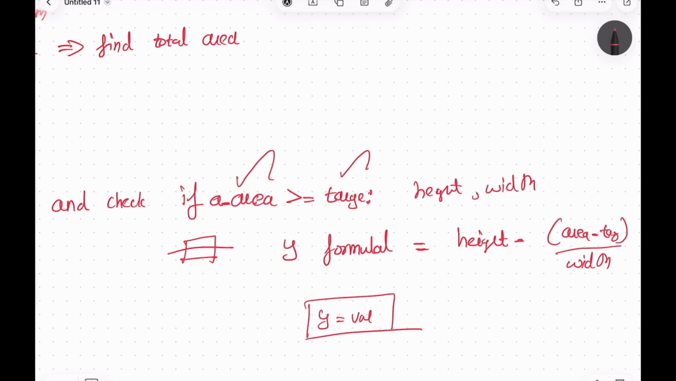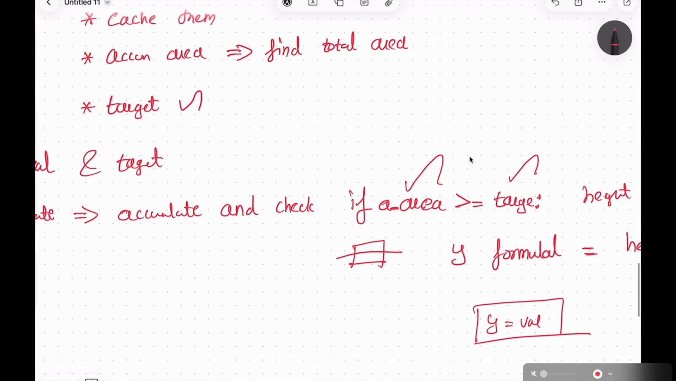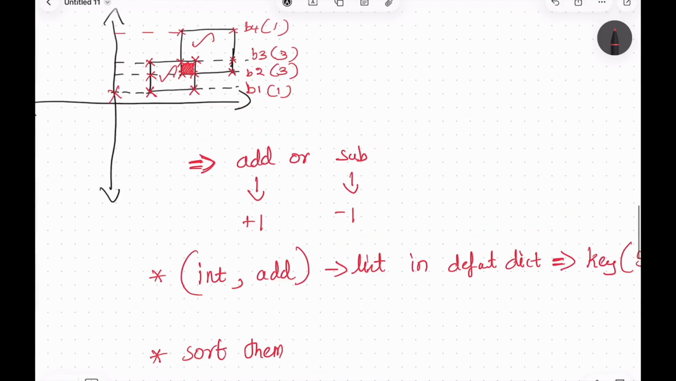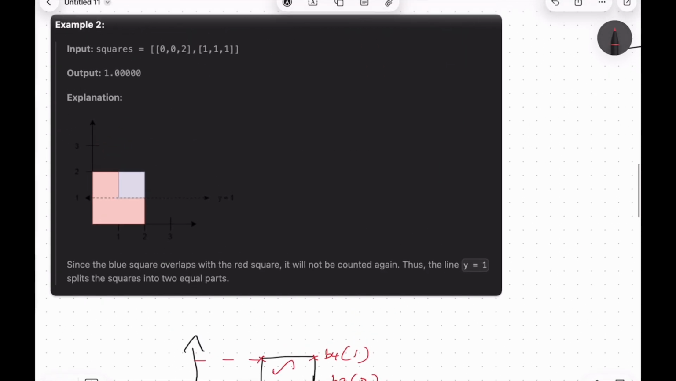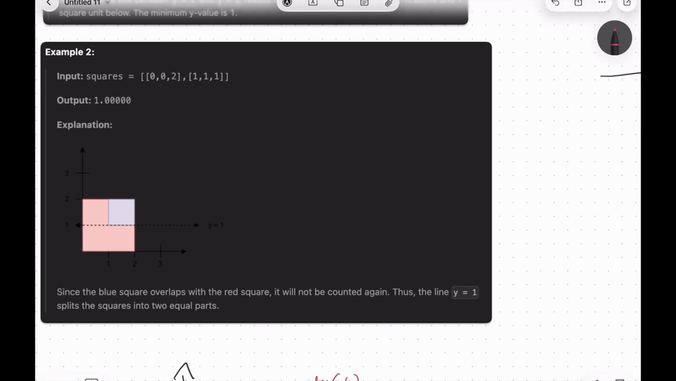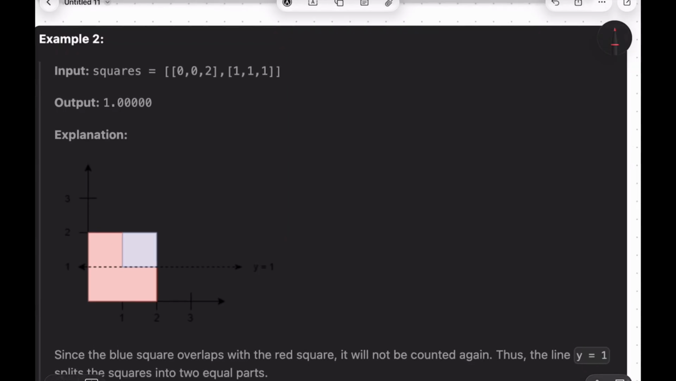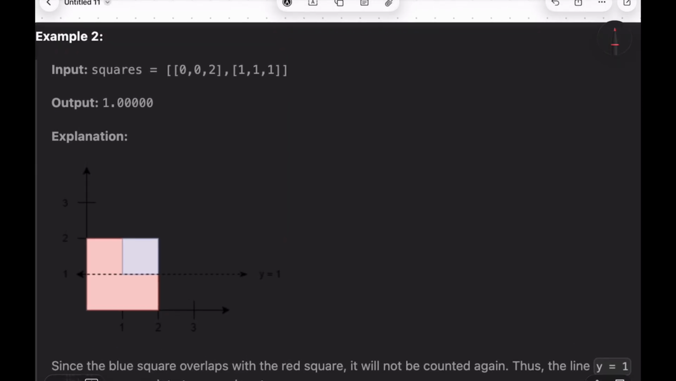So that is it. Let me run down the first example for clear understanding, right? The second example probably. So we need some specific values here, right? So let me expand this a little bit and write down, we need points, which is the defaultdict, right?